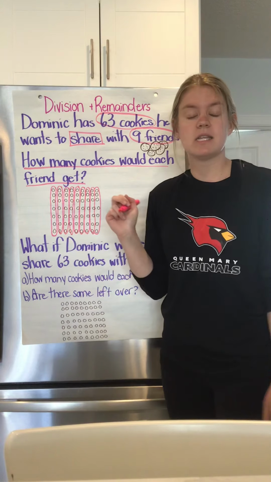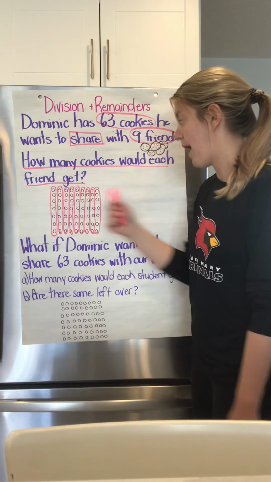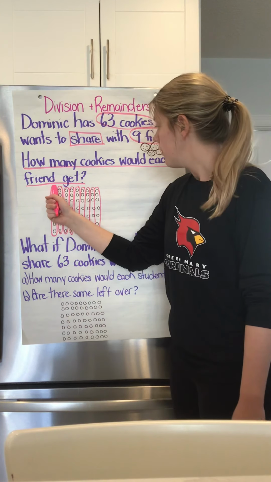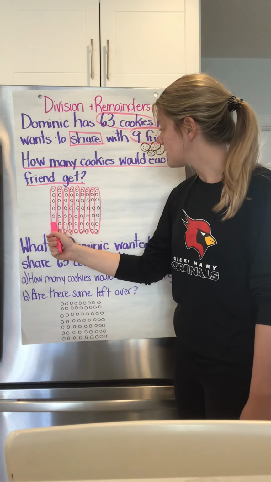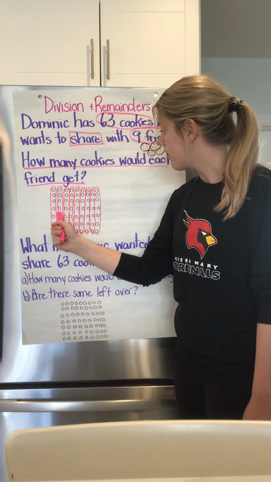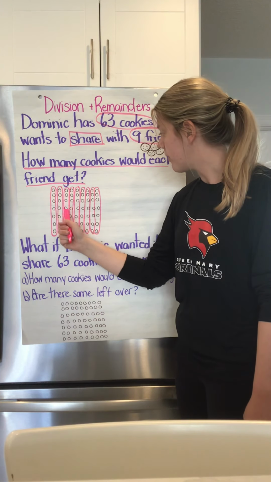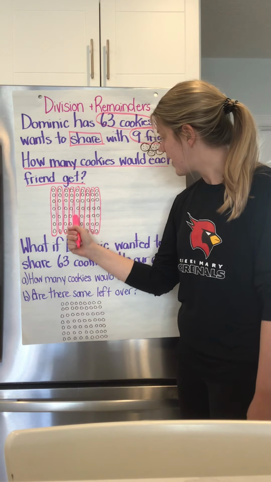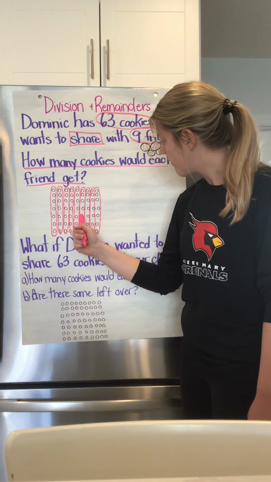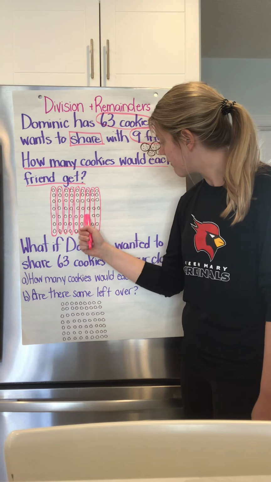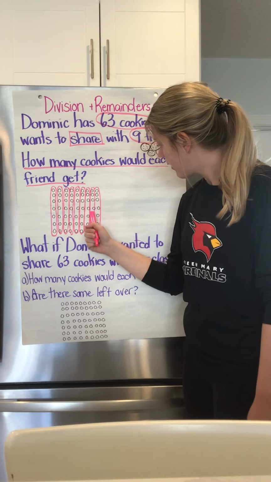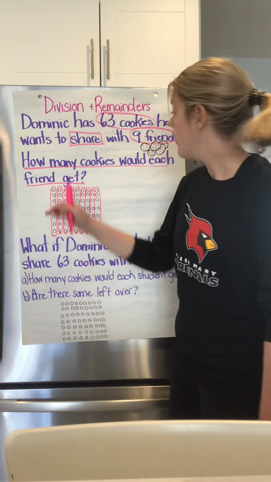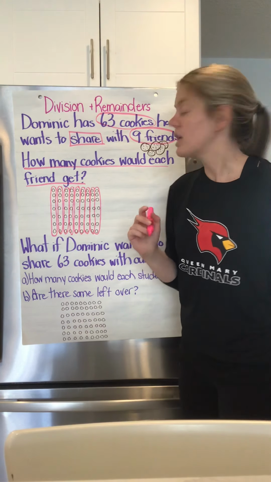So now to see how many cookies each friend gets, I just need to count how many cookies are in each group. Every group should have the same number of cookies. 1, 2, 3, 4, 5, 6, 7. 1, 2, 3, 4, 5, 6, 7. And so on for each group. All right, so here are my 9 groups, and there's 7 cookies in each group.